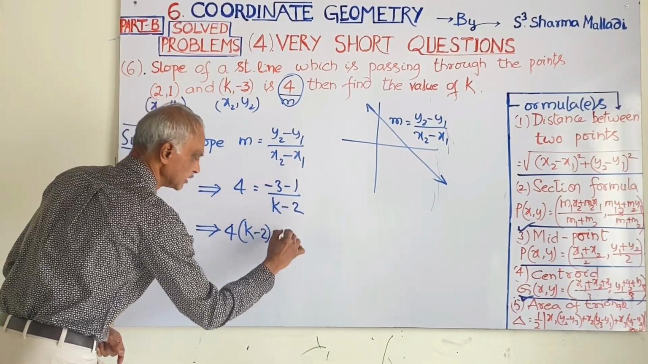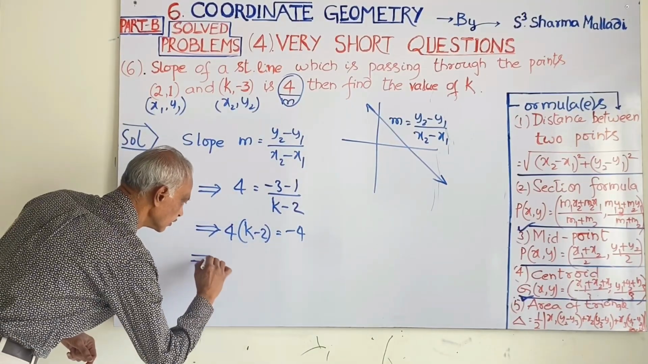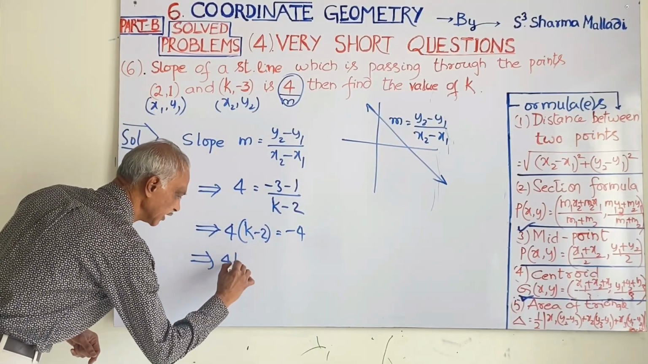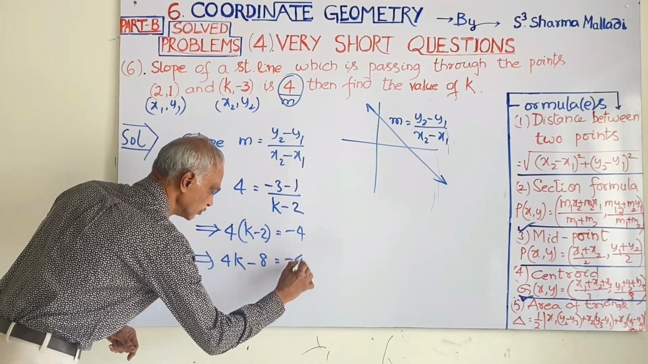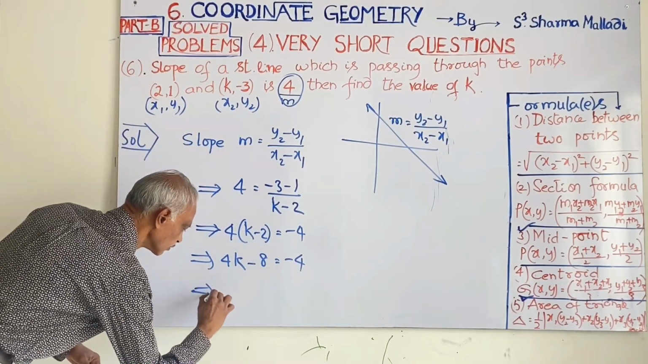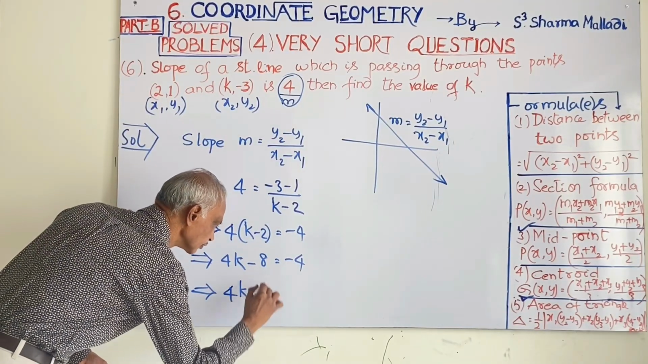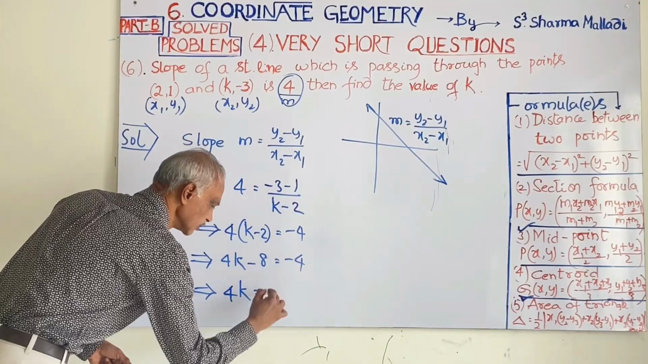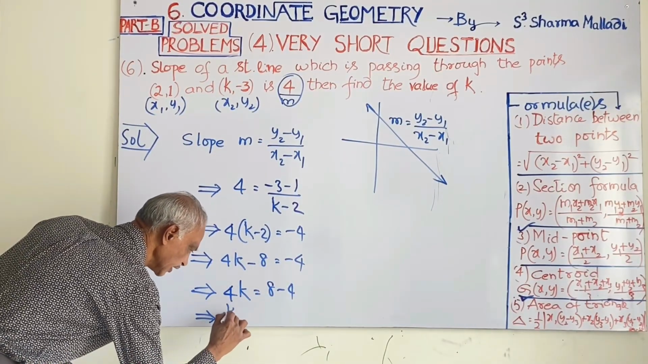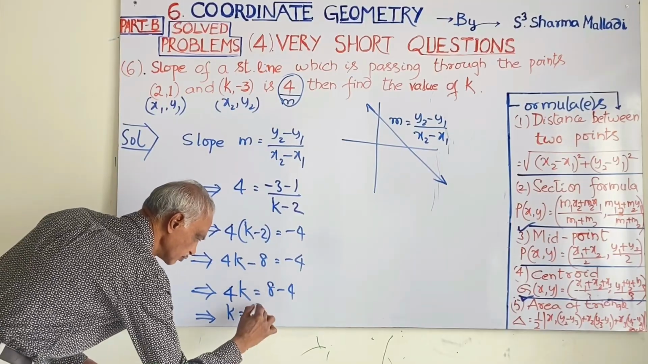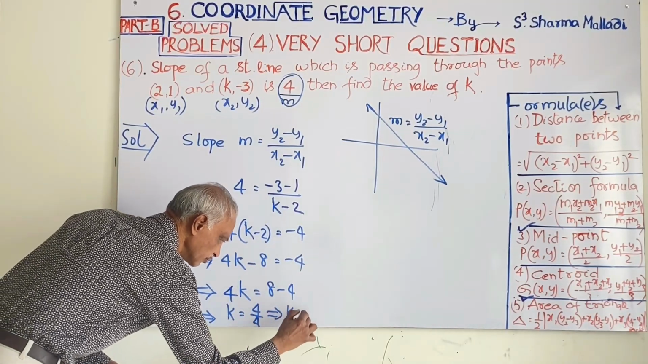is equal to minus 4. Minus 3 minus 1 is minus 4. You multiply 4 into k, 4k, minus 4 into 2, 8, is equal to minus 4. Now 4k is equal to minus 4 plus 8, which is 4. You will get k is equal to 4 divided by 4, so k is equal to 1.